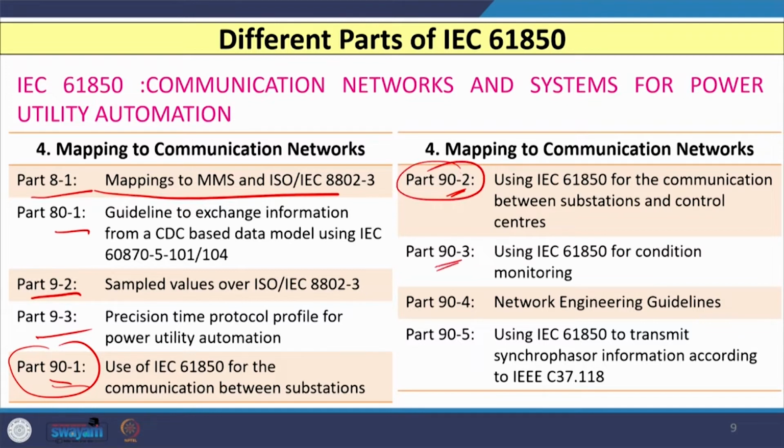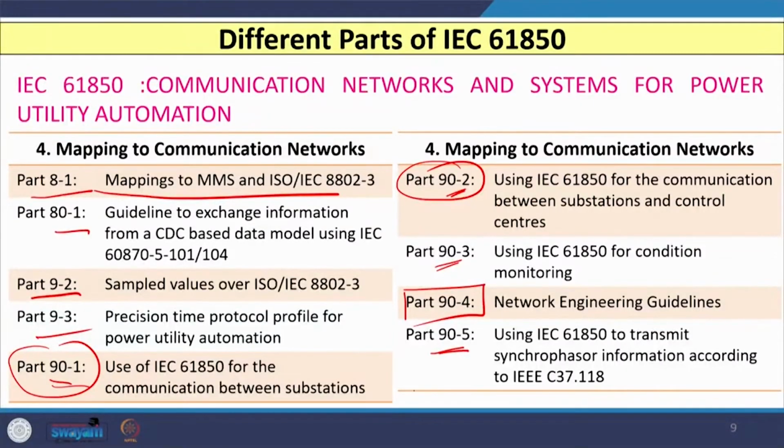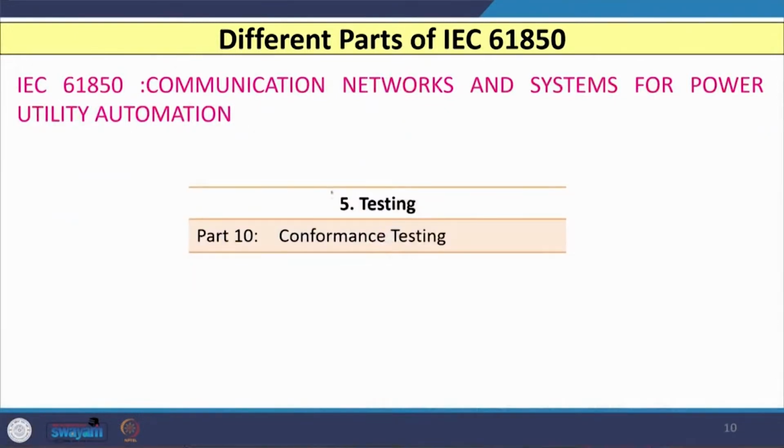In part 90-3, IEC 61850 information related to condition monitoring is given, and in part 90-4, network engineering guidelines for network engineers are mentioned. In part 90-5, how 61850 is used to transmit synchrophasor information according to IEEE 37.118 is elaborated. And the last part, the fifth block, is the testing block, where the conformance testing that is to be carried out is mentioned in part 10.